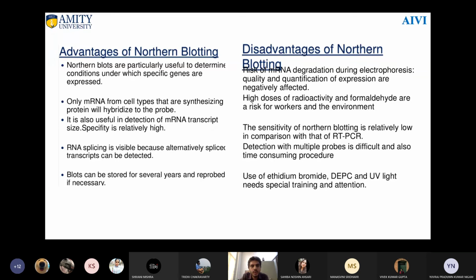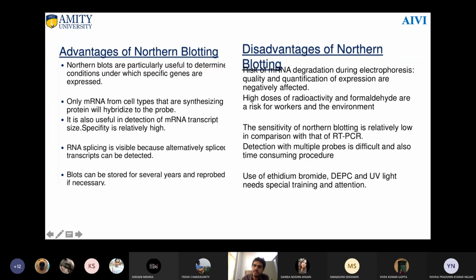Once you blot it, you can store it for a larger period also, because once you transfer it to the membrane, the mRNA, which is a bit more susceptible to degradation, is protected. Simply you can say that.